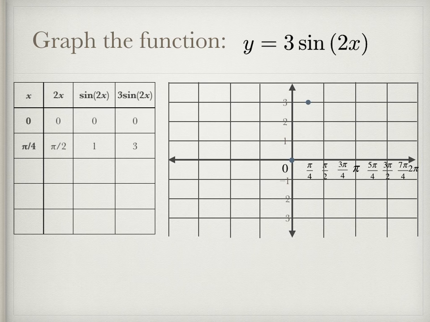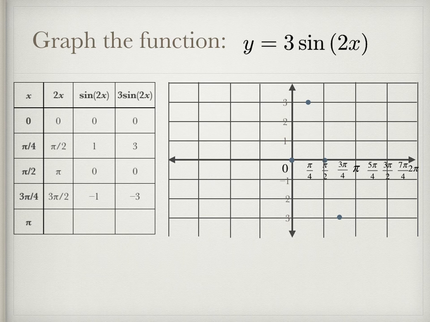Now I'll add another increment of pi over 4 to get 2 pi over 4, or pi over 2. We'll double that to get pi. The sine of pi is 0, and 3 times 0 is 0. So my next ordered pair I'll plot is pi over 2, 0. We'll continue like this, adding another increment of pi over 4 to get 3 pi over 4. We'll double that to get 3 pi over 2. The sine of 3 pi over 2 is -1, which when multiplied by 3 is -3. And I'll plot the point 3 pi over 4, -3.